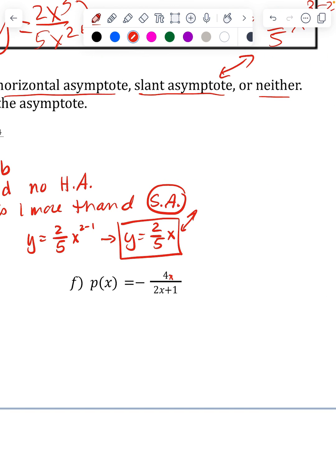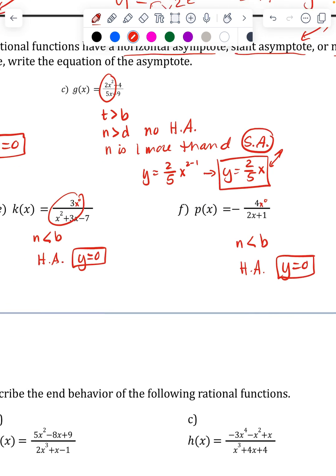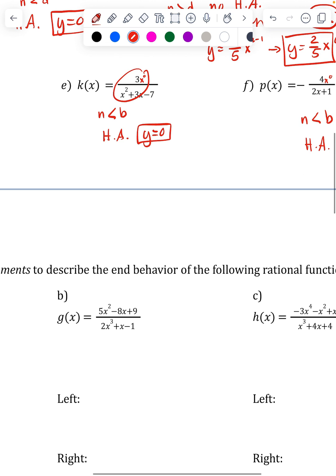And again, this is like having x to the 0, so in this case, again, the higher degree is in the bottom, and the bottom is going to be getting bigger faster, so the horizontal asymptote will be at 0 again. Okay, so when you know the horizontal asymptote value, you know what the ends are going towards.